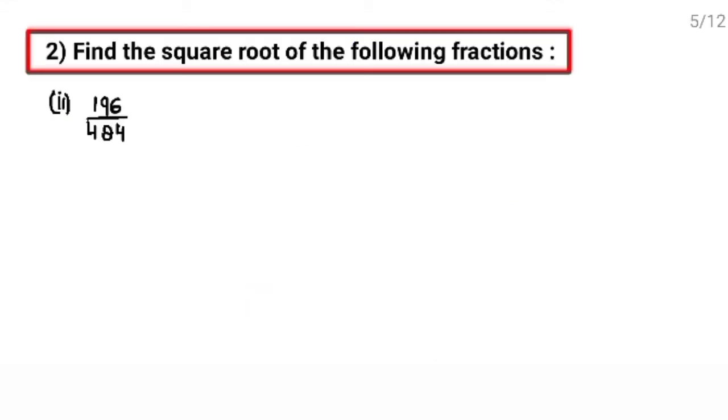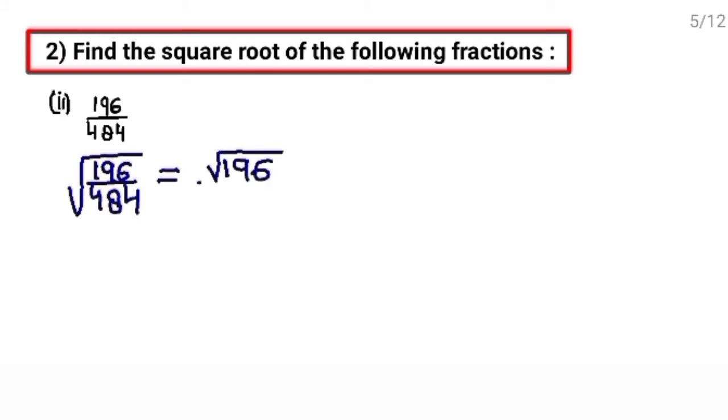Now the next question is find the square root of the following fractions. In the previous question they had given the numbers. Now they have given the fractions. Right? So you want to find the square root of 196 upon 484. This is the symbol of square root. Its meaning is you will find the square root of 196 upon the square root of 484.